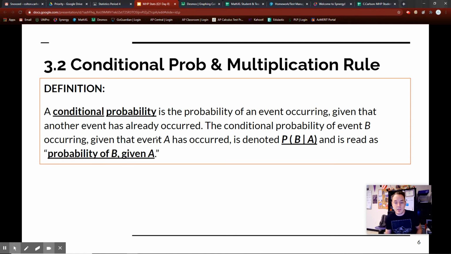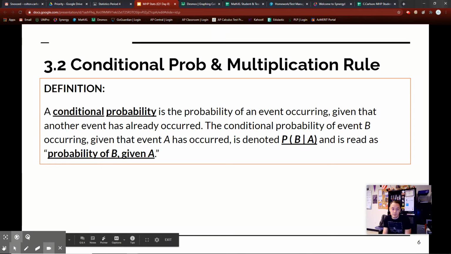Okay, what's the definition of conditional probability? Conditional probability is the probability of an event occurring given that another event has already occurred. Okay, I'll say that again. Conditional probability is the probability of an event occurring given that another event has already occurred.